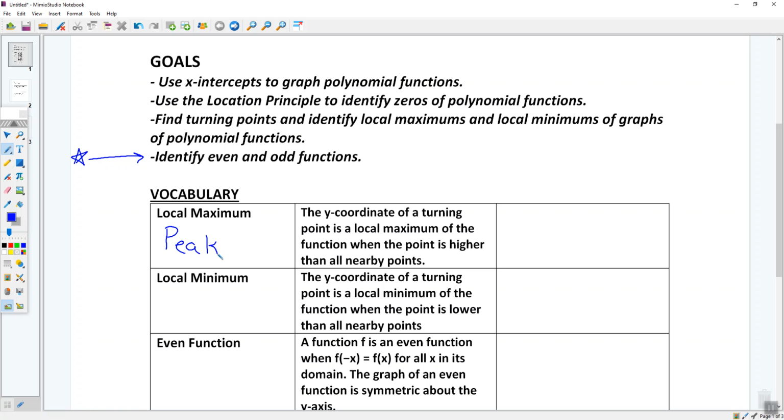All right, so a local maximum is going to be like a peak for us. If I had a graph that did this, where do you think the local maximum is? Very top, okay? It's higher than all the points around it, right? So this point right here would represent your local maximum, okay? So if a local maximum is kind of like a peak to a graph, what do you think a local minimum is? Good word for that would be valley.